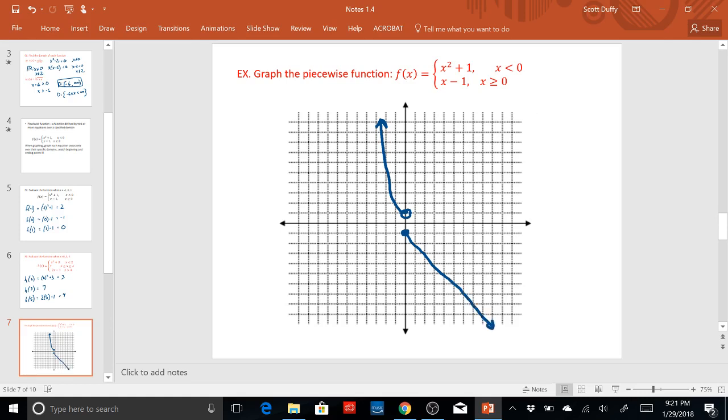What that means is that for any x values to the left of 0, we're going to use this top equation. This is quadratic. But for any values at 0 or to the right, we're going to use this bottom function. Follow that line.